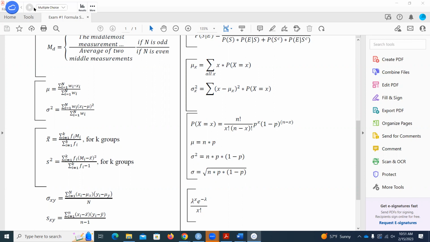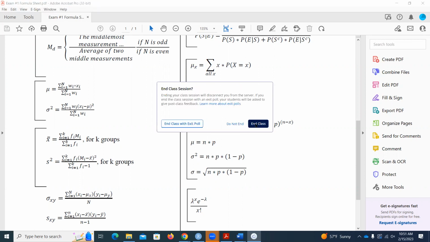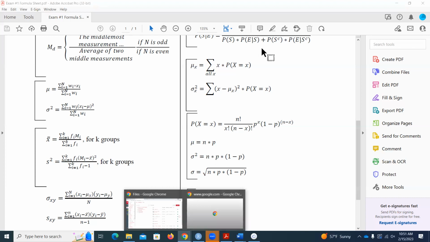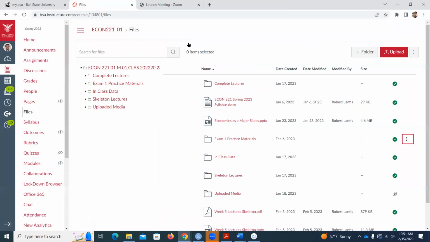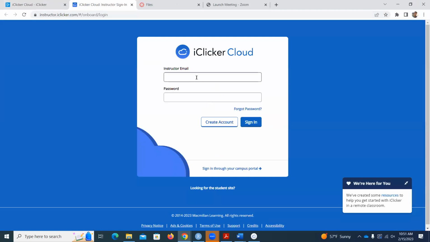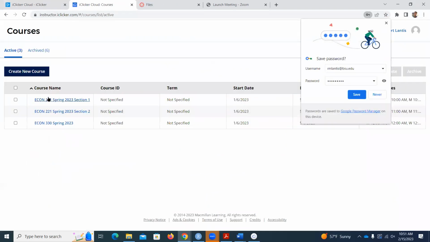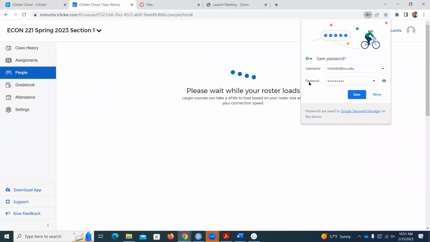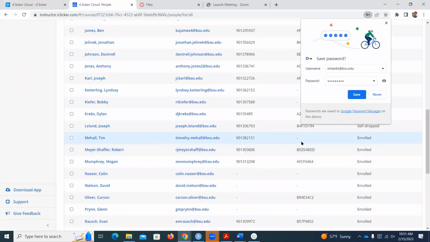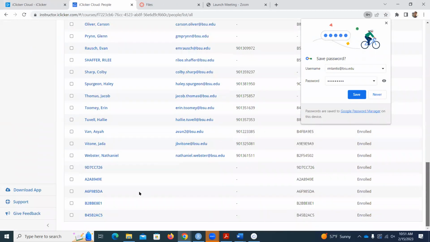Last thing here, let me see. I'm guessing I know what it is. I'm guessing that you don't have it registered under your iClicker account. I can check to see if that's the case. Yeah, it's not showing up. So my guess is you're one of these. I can identify it as soon as you get it registered correctly.